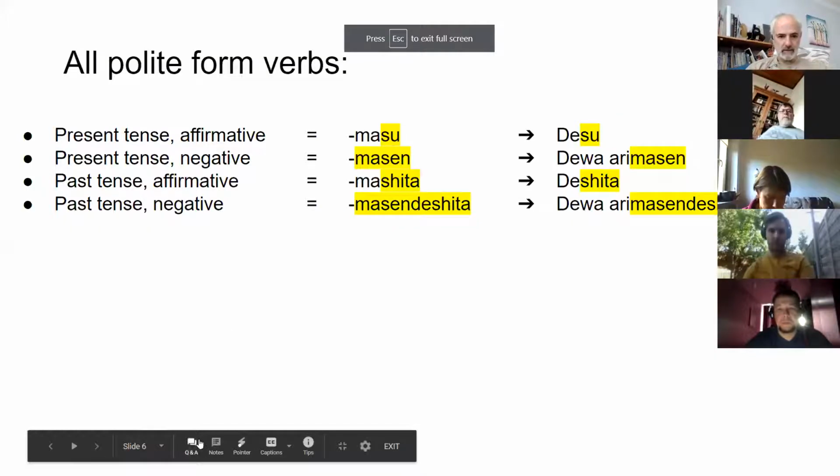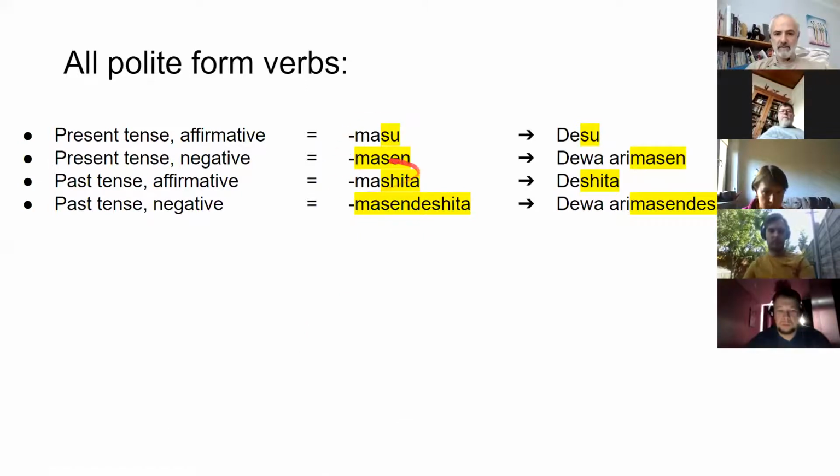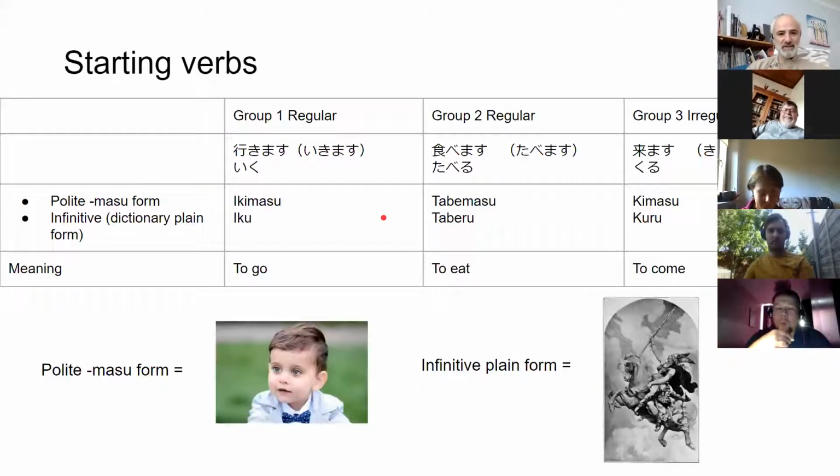Okay, so we've done masu, masen, mashita, masen deshita. Does anybody have any problems with this? If you have any problems, just unmute yourself and tell me what the problem is. You have 3 seconds. 3, 2, 1. Great. Okay, that's good then.